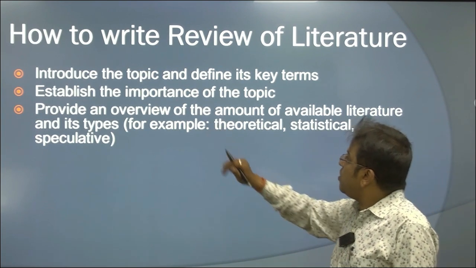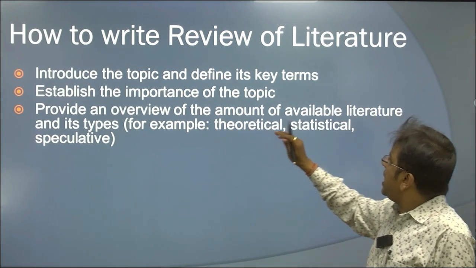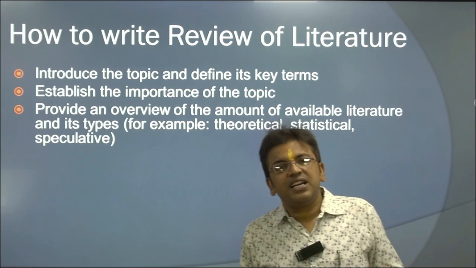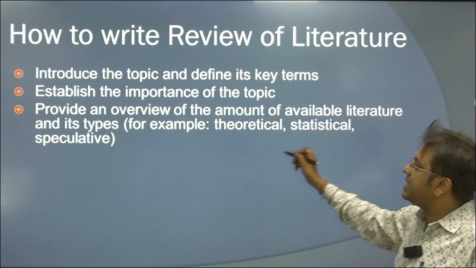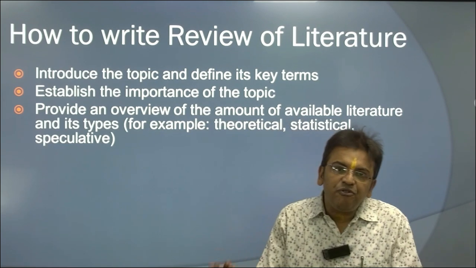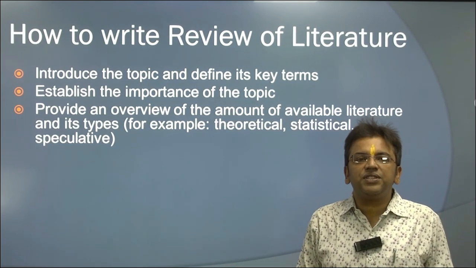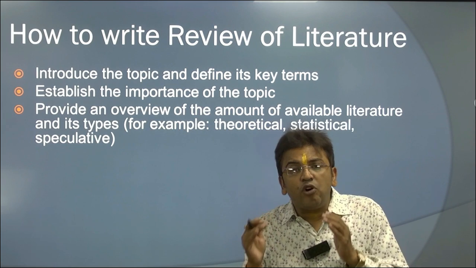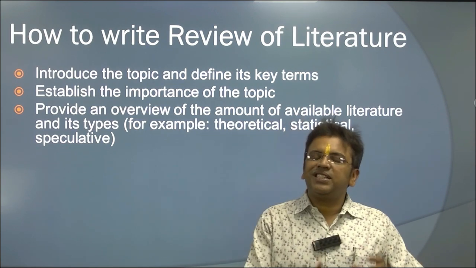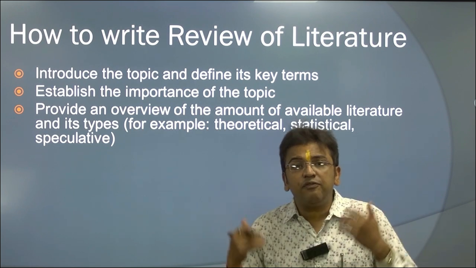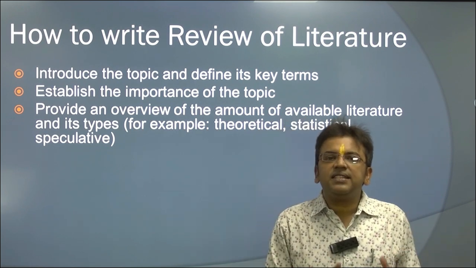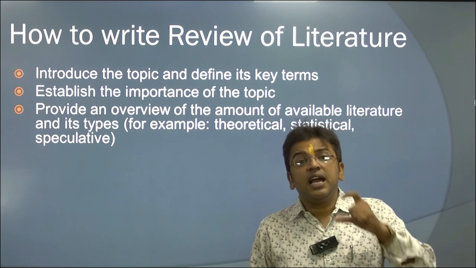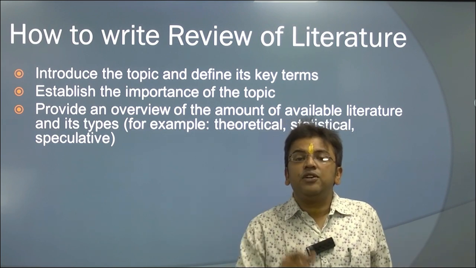Now, provide an overview of the amount of the available literature and its type. It means how many types of literature there are, whether it is theoretical, statistical, speculative, whatever there is. You have to take all the reviews of literature into consideration. You have to go through all the studies, and according to that, select the studies which are somewhat similar to our study, the studies which are going to be helpful in our study. After selecting that study, you have to take the name of the author, the year in which the study was conducted, and the important point which is taken into consideration.